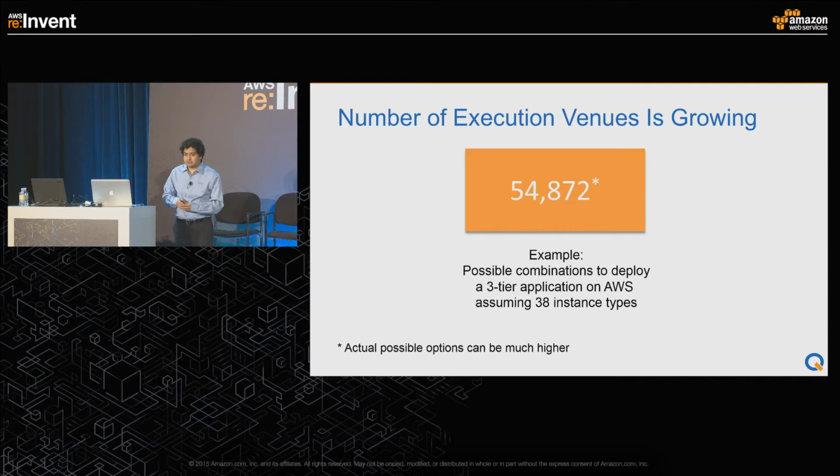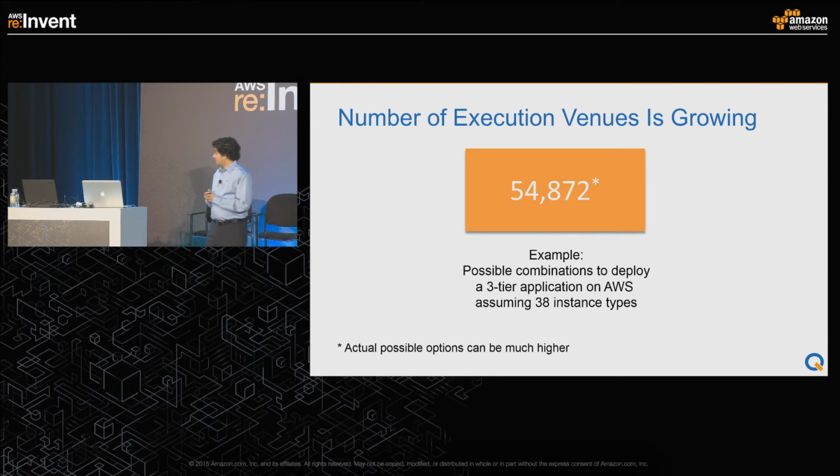That number, 54,872, represents the number of ways you can actually run a 3-tier application if you were to explore 38 different instance types on Amazon alone. That's a tremendous amount of choice. And our friends from Amazon Web Services tell us that's actually a pretty low number. If you look at configurations such as spot instances, if you look at different storage type options available on Amazon, the number of actual configurations to deploy a 3-tier application can be even much larger. It can actually run into the millions. How do you know today what is the most optimal, the best venue to run my application?